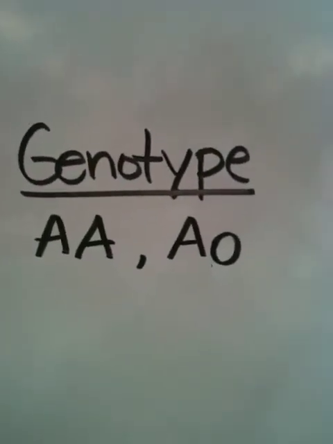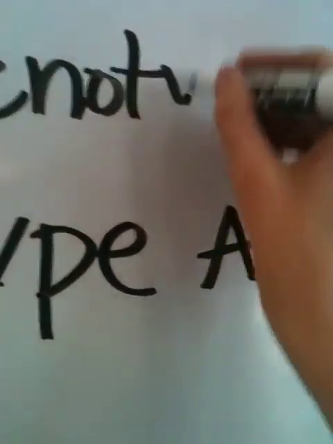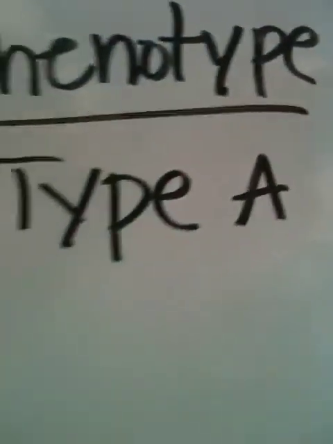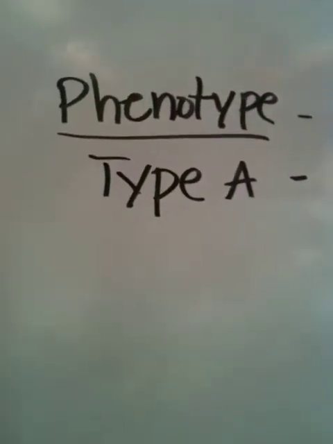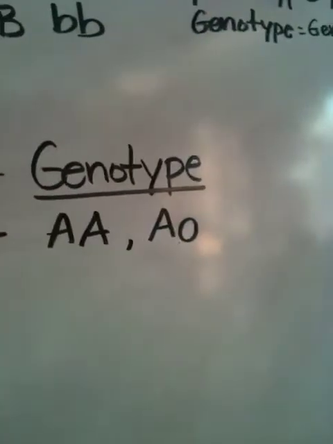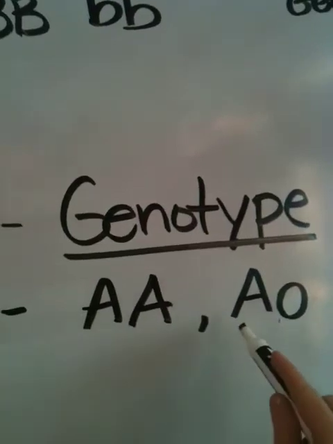That's your genotype. This type A would be called your phenotype. This is what we can tell. This is like if a doctor tells you, oh, you have type A blood. That's your phenotype. That's the physical thing that we can tell. We still don't know if you had an A from mom and an A from dad, or an A from mom and an O from dad. We don't know that.